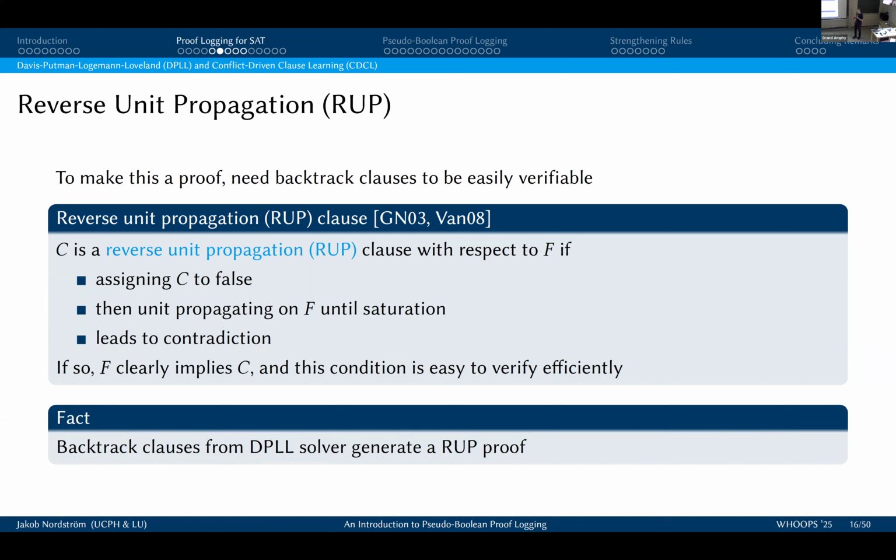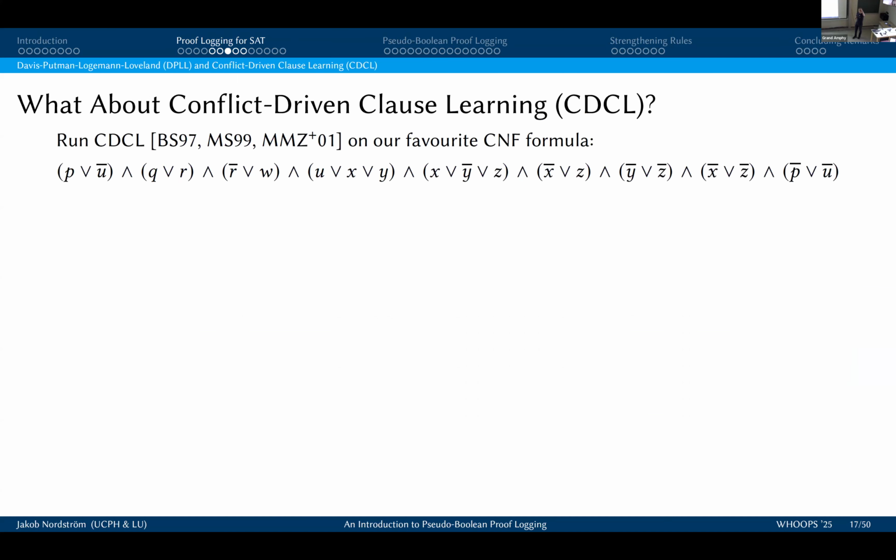Okay. Now it's a simple fact that if you take this DPLL tree-like search that I showed you and just write down the backtracking clauses, then this sequence of clauses will be a RUP proof. You kind of saw it because that was what I was doing when I was running the tree-like search. But that's back in the 60s.